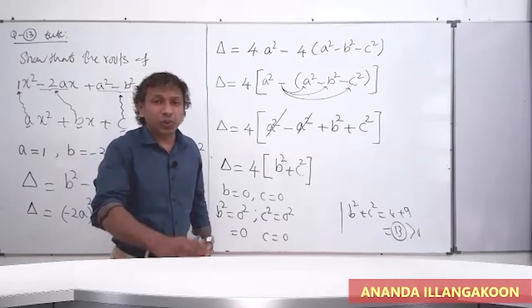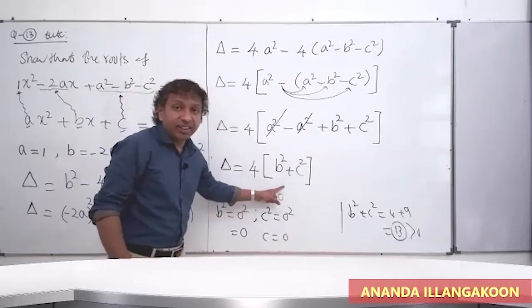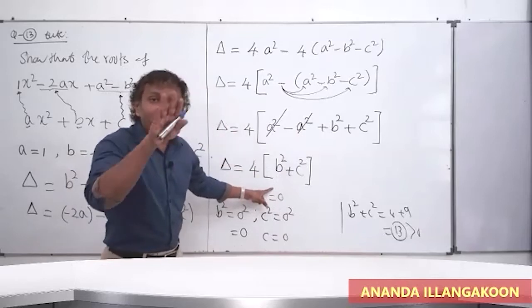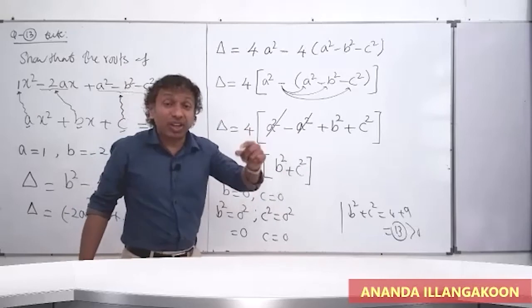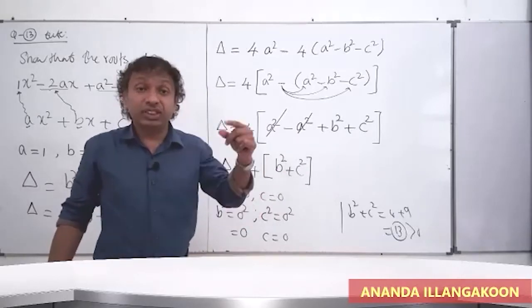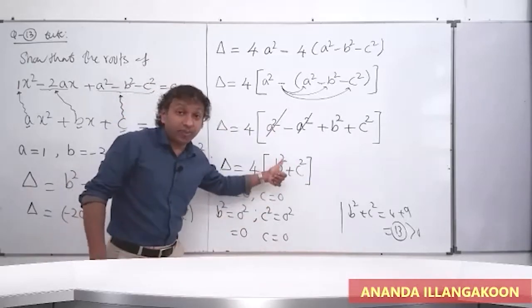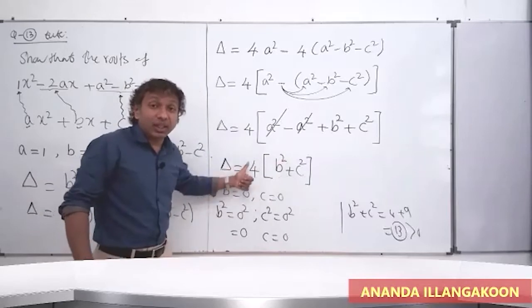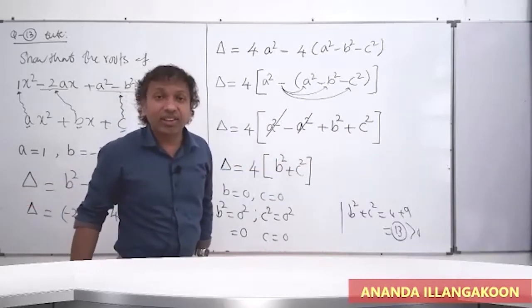Therefore, obviously, the right hand side is either positive or 0. It is never negative, because here we have b squared plus c squared, the sum of the squares of two real numbers, which is always positive or 0. Therefore delta is positive or 0, so the roots are real. That is how we prove it.